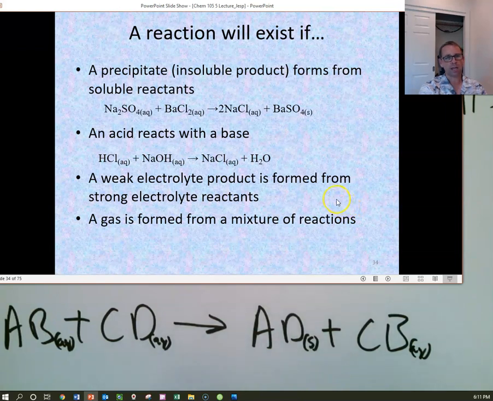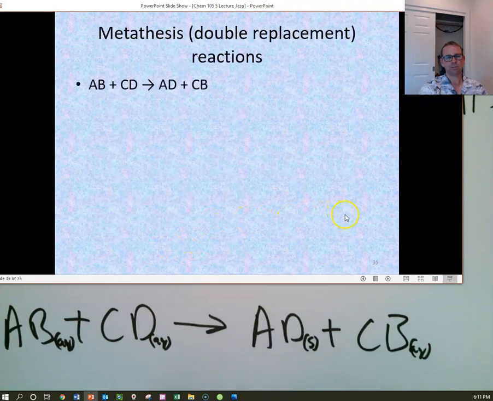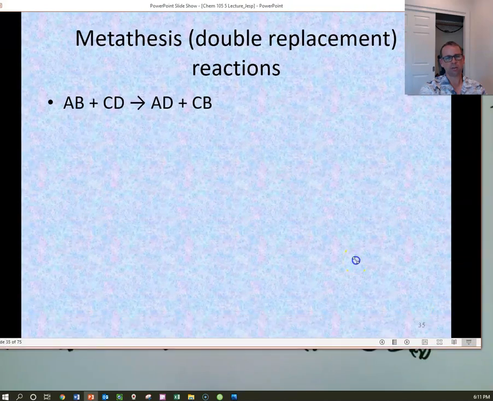That our fourth way of identifying that a reaction has occurred is if a gas forms. So we have our insoluble product, or our precipitate, our acid and base, or our neutralization reaction, a weak electrolyte product, or gas forming as a product. All right? So, let's look at some of these reactants.